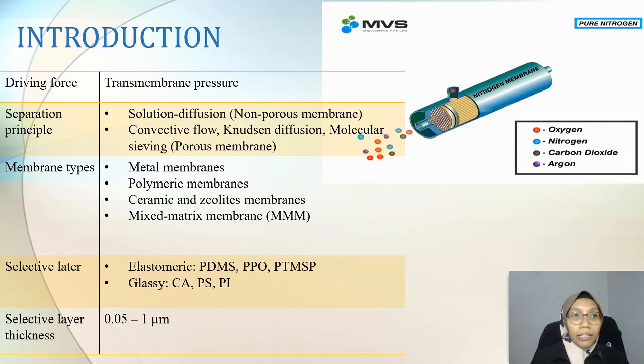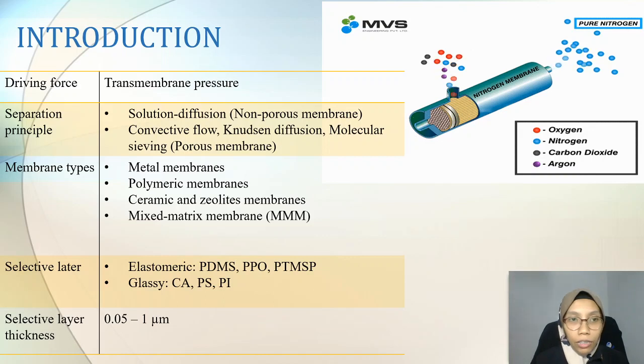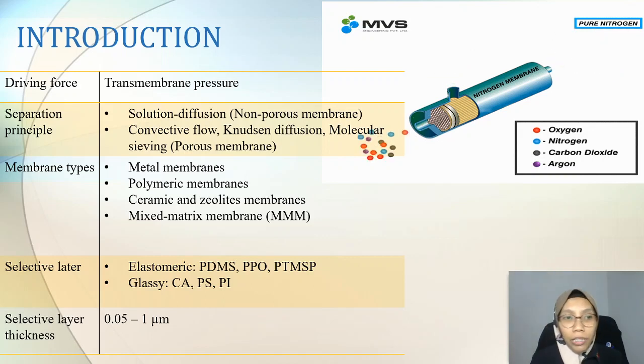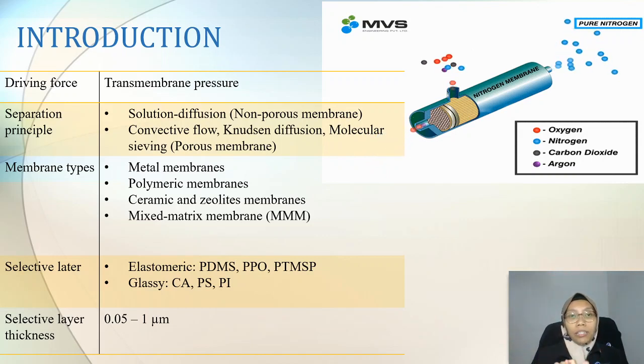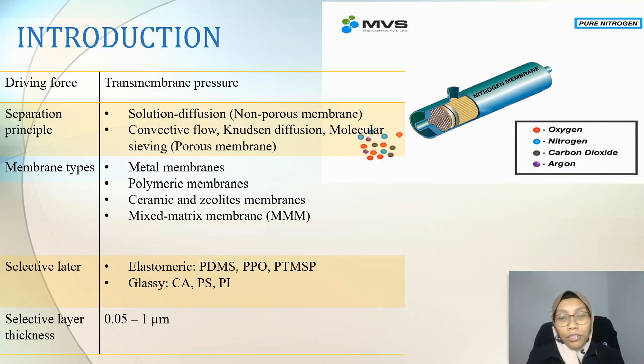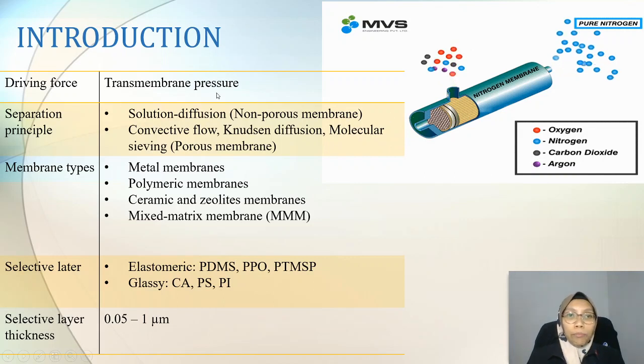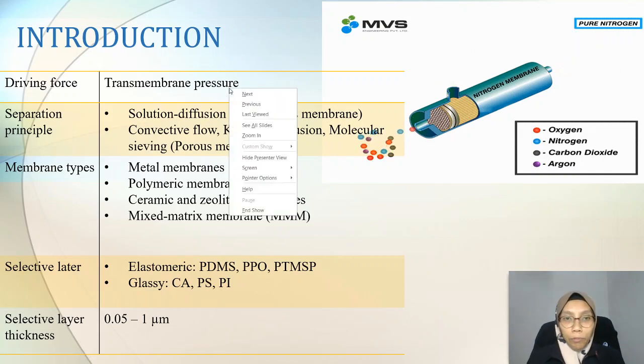Before that, first of all, I'm going to introduce gas separation. Gas separation means there is a mixture of gases. I can give an example: the gas is CO2, carbon dioxide, and nitrogen, a mixture of the two, and you want to separate them. So what is the driving force of this membrane for gas separation? Basically the driving force is transmembrane pressure. What does transmembrane pressure mean?